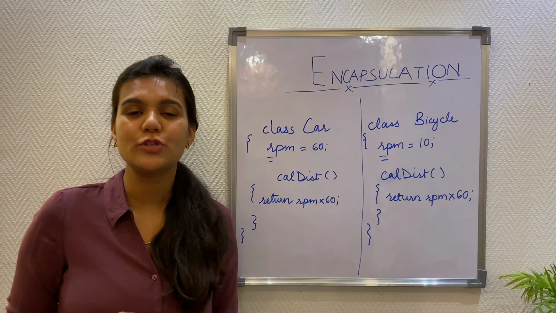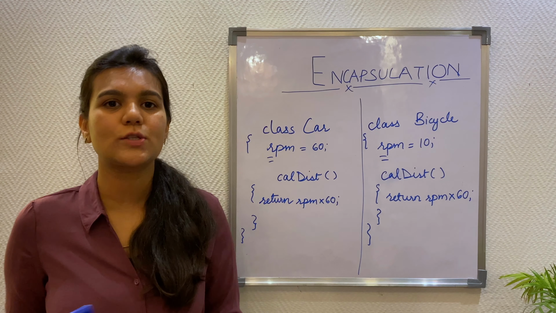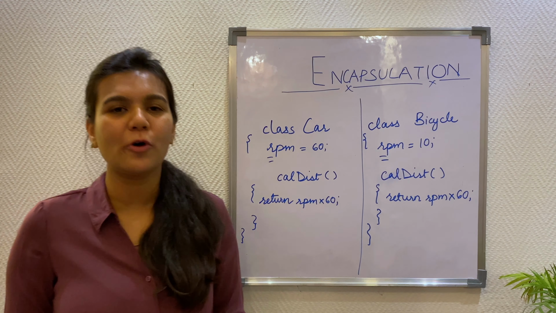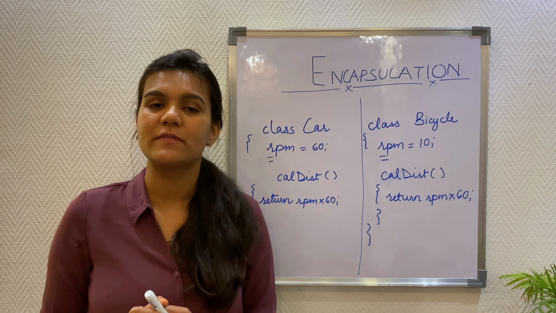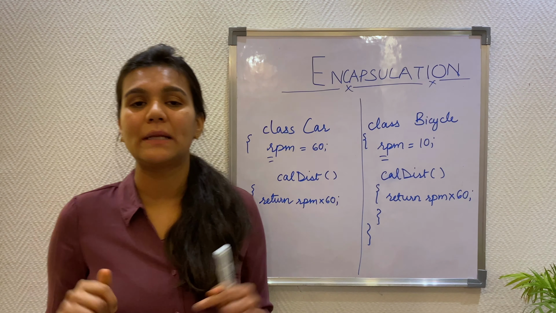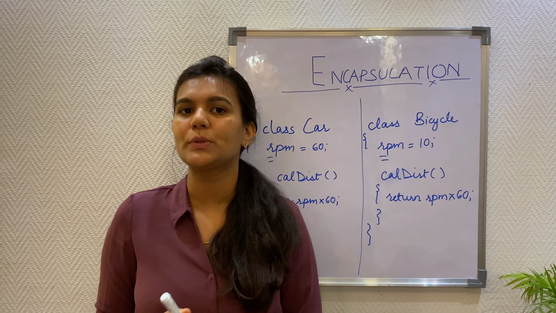In continuation to my previous video where I spoke about classes and objects, today I'm going to talk about the 4 principles of object-oriented programming. In case you've missed my previous video, please find the link below in the description box. The 4 pillars of object-oriented programming are encapsulation, abstraction, inheritance, and polymorphism.